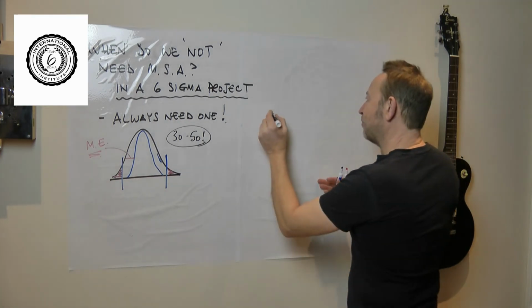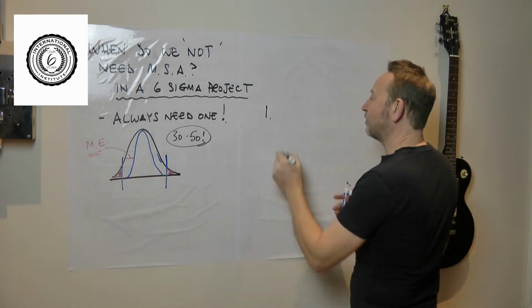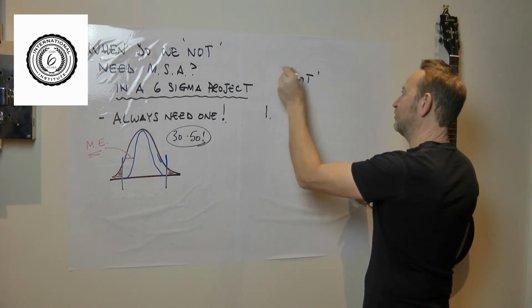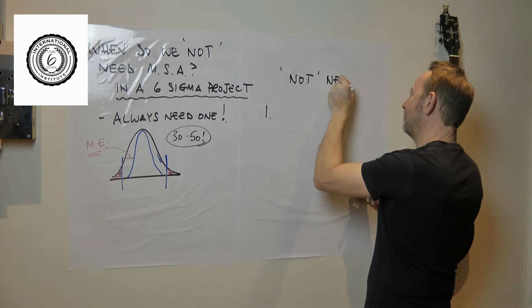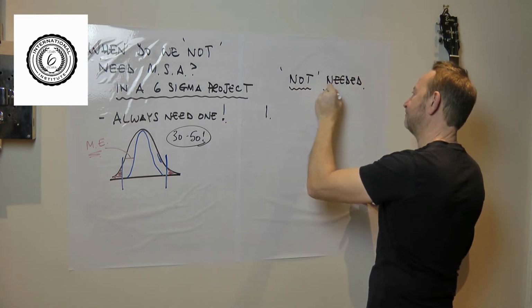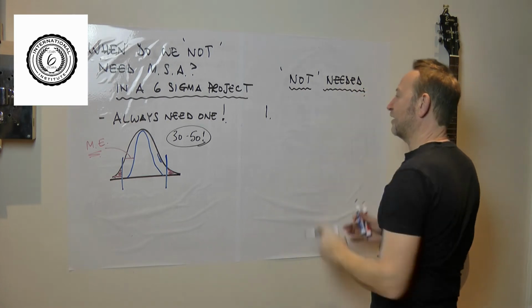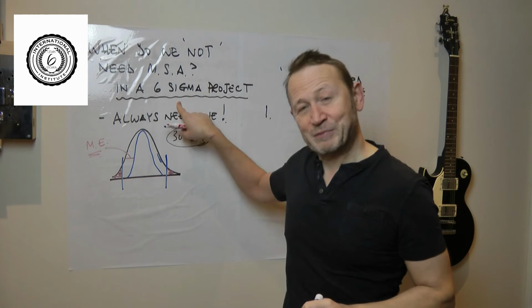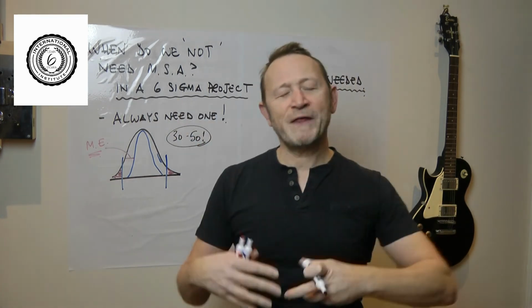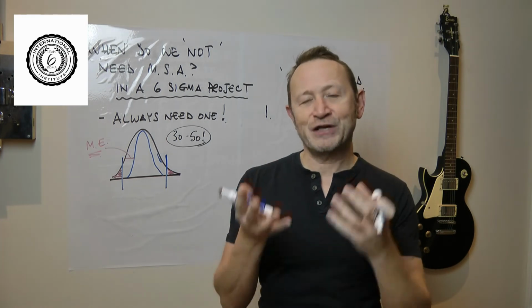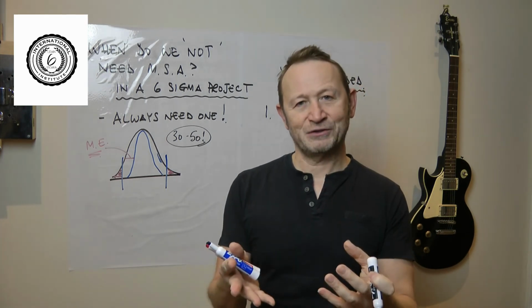So let's do example number one. Where would I not, in other words, where is an MSA sort of not needed? Okay. The first example is going to slightly contradict what I've just said up here a little bit, but it's when the project you're doing, when the measurement system is very non-technical.